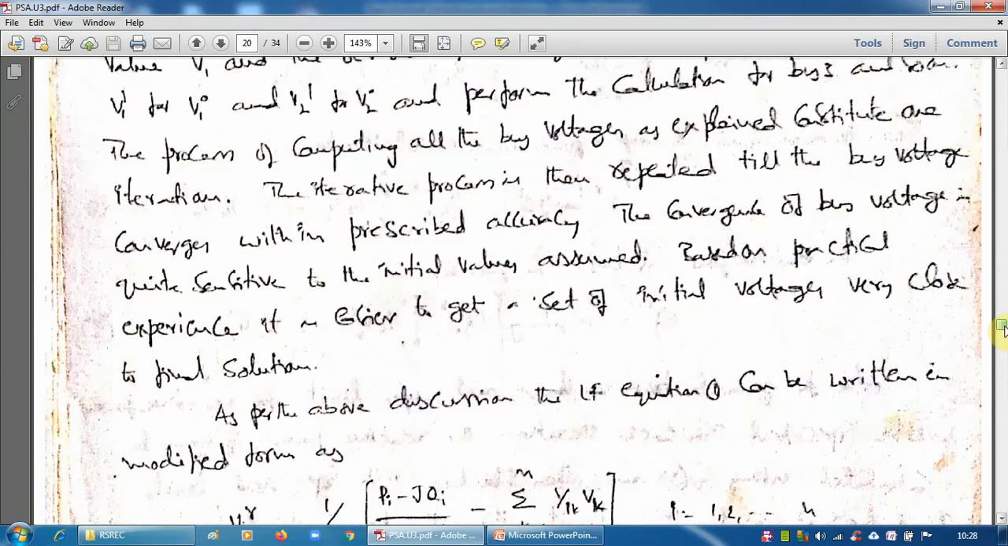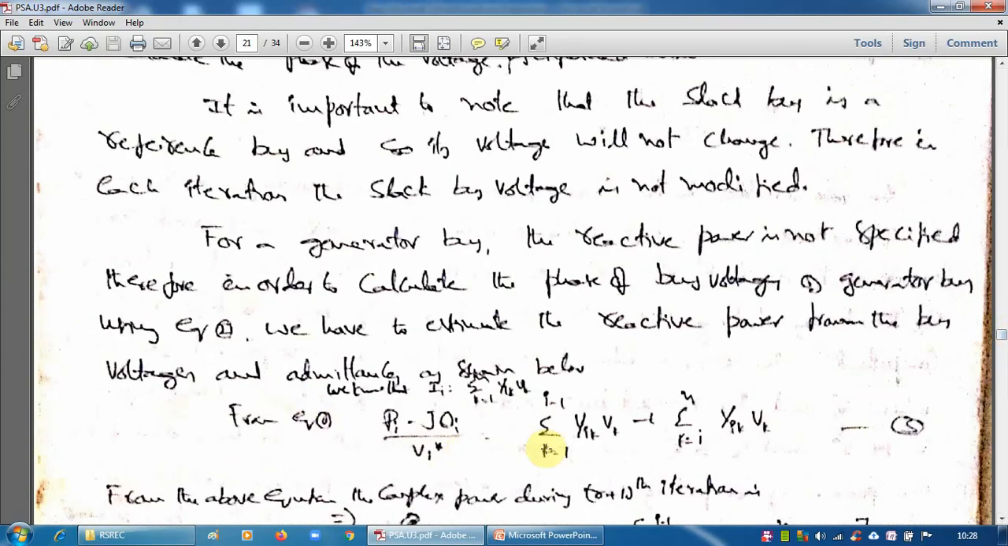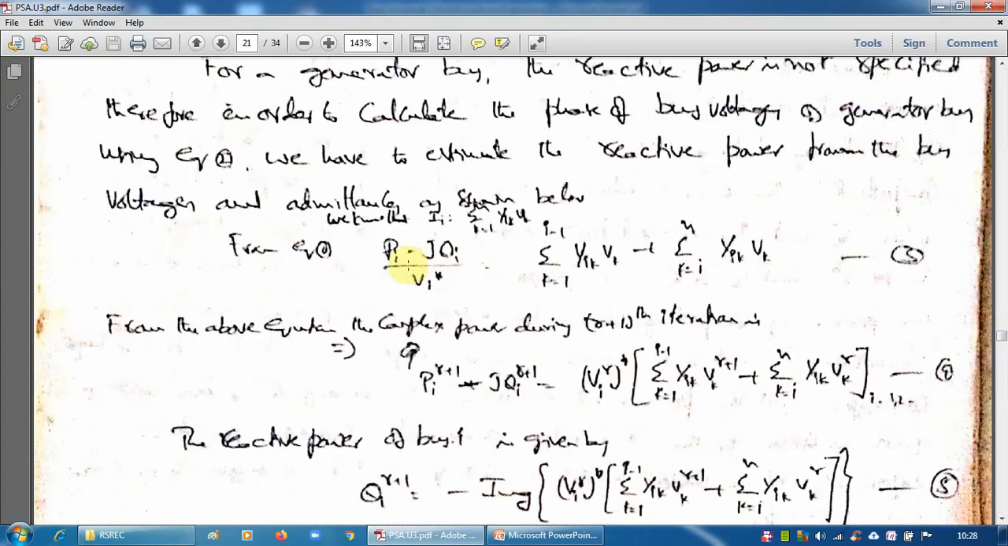You see, from that expression only, the term P minus JQ is first taken to this side and the remaining terms on the other side, and this V is again taken to this side. Then this equation for P and JQ will be this.